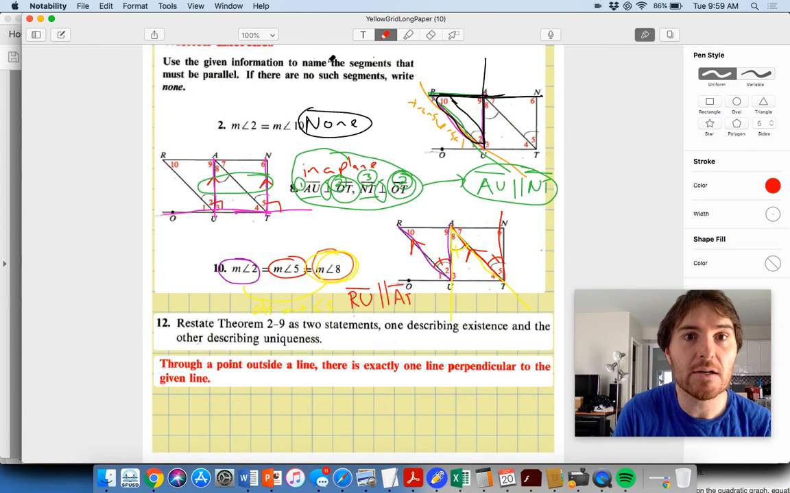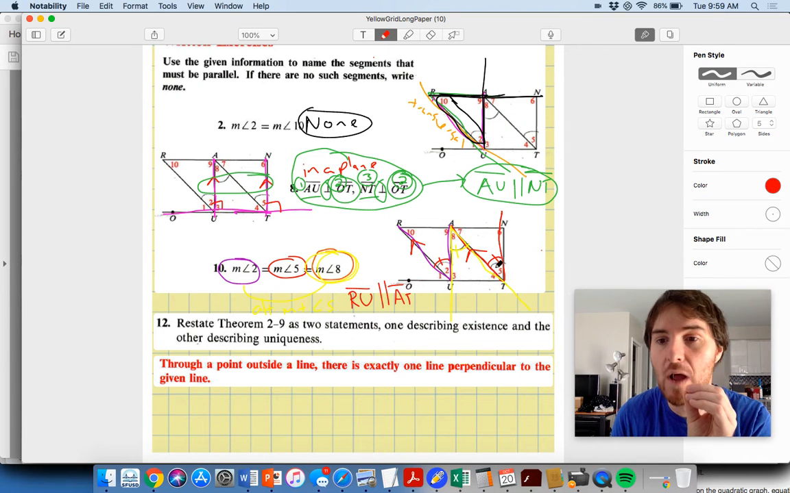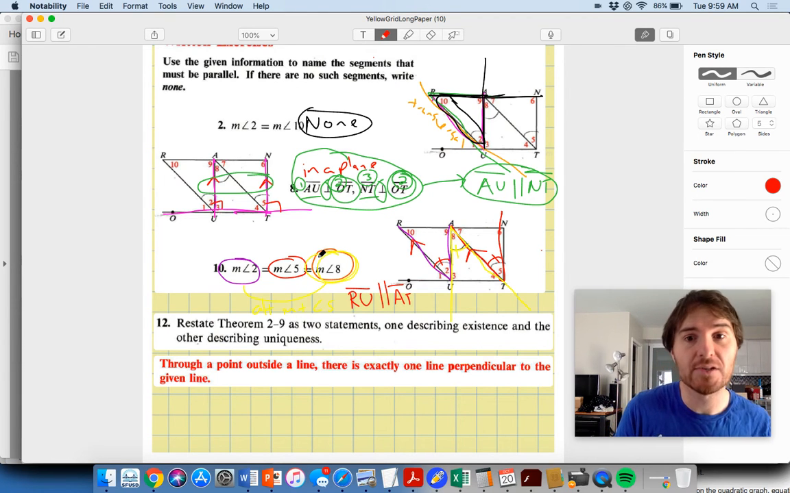And it says here, name the segments that must be parallel. It looks like we might be able to come up with one more, because why would they talk about this? Why would they talk about measure angle 5? Maybe to distract us, right? They might be distracting us right here.